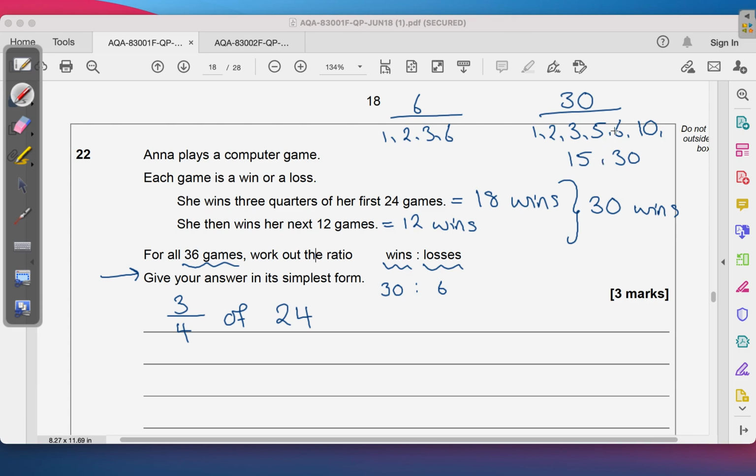So we find the highest common factor, which is going to be 6, and then we divide by the highest common factor. So 30 divided by 6 gives us 5. 6 divided by 6 gives us 1. So the ratio of wins to losses is 5 to 1. And that's in its simplest form.